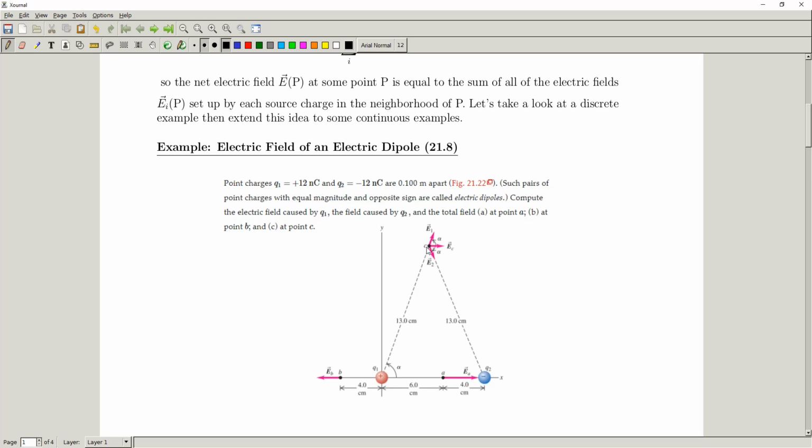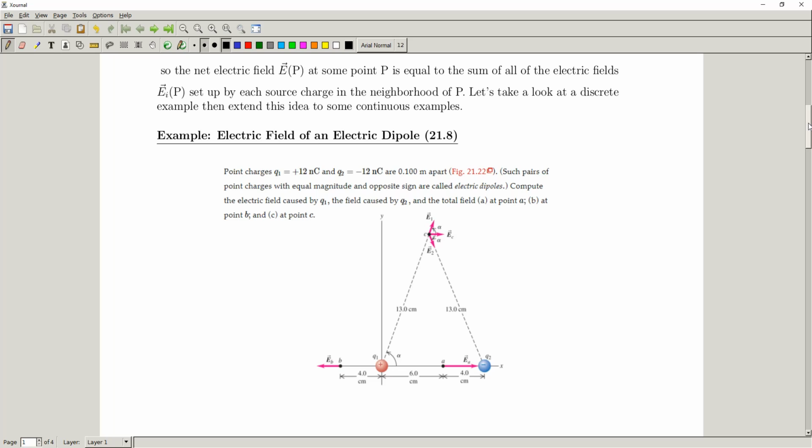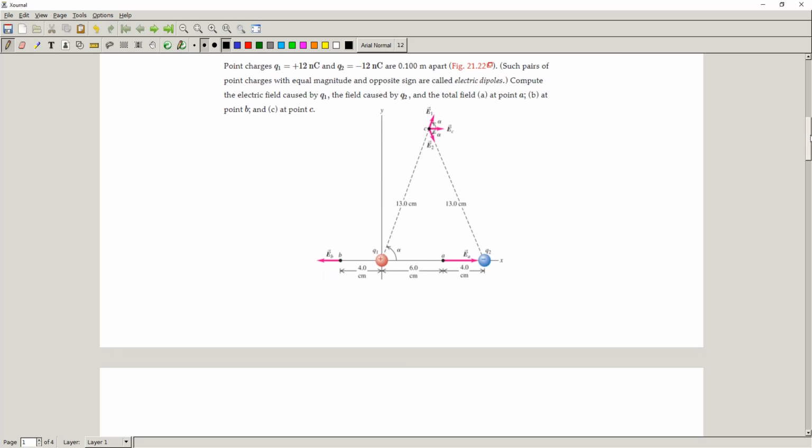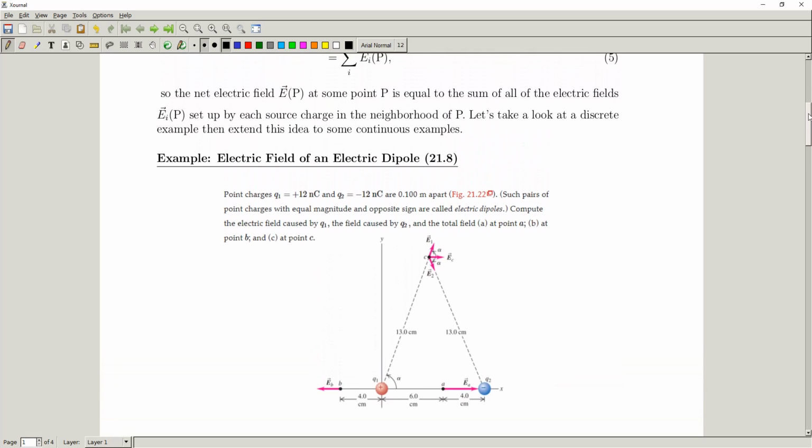So in this example, we're going to be looking at still discrete point charges, but as we move on, as I mentioned, we're going to have to start looking at charge distributions, where we have some sort of macroscopic object, whatever it may be, a rod, whatever, and we're going to have to look at the electric field around that object. But we'll start off with this.